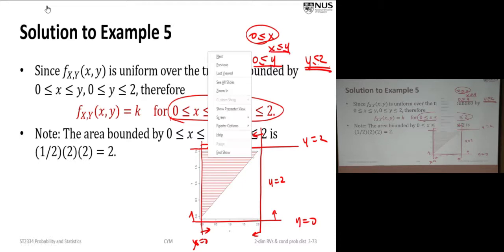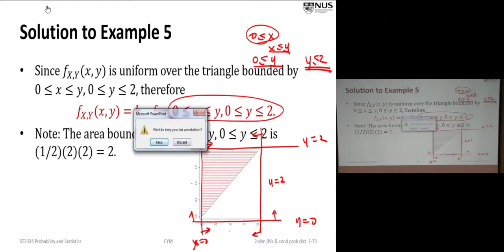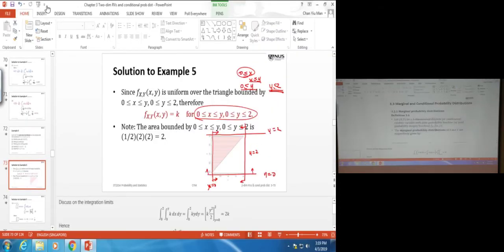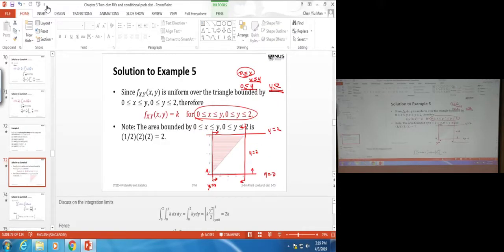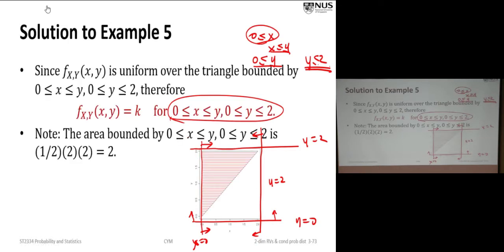Finally, x less or equal to y. So you look at this line, y equal to x. So x less or equal to y means that it's this region.